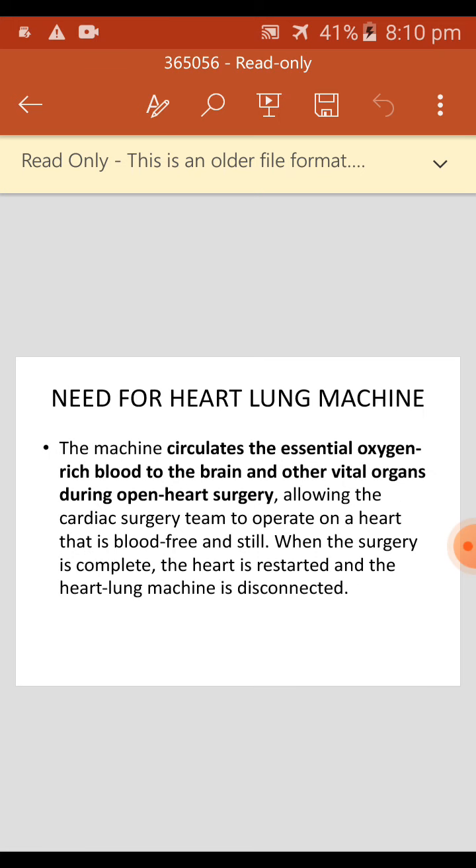Next one, need for heart lung machine. The machine circulates the essential oxygen rich blood to the brain and other vital organs during open heart surgery. Blood pumps and their function: blood pumps can generally be categorized into two groups depending on their function.